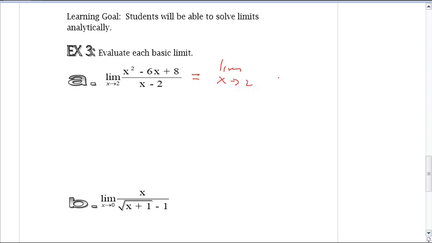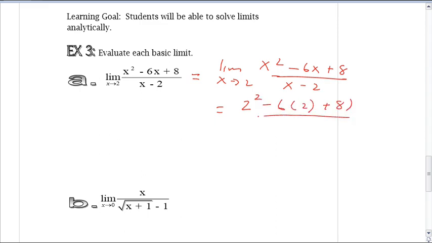So let's plug in a 2 into x squared minus 6x plus 8 over x minus 2. When I do that, I get 2 squared minus 6 times 2 plus 8 all over 2 minus 2. Now I'm not going to even simplify the top. The denominator kind of scares me because in the denominator I get 0. And we know if we get a number over 0, it's undefined, and we can't do that.